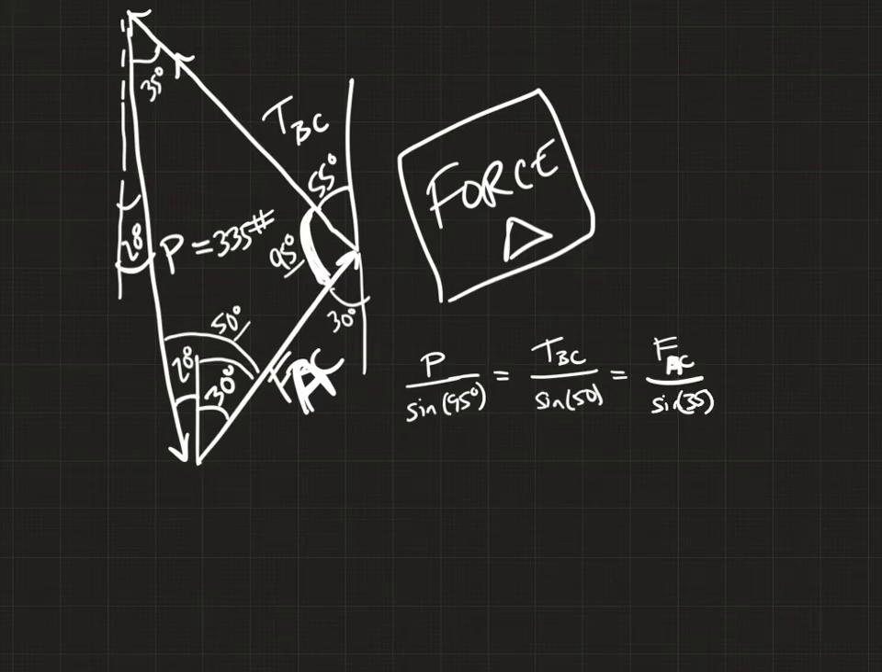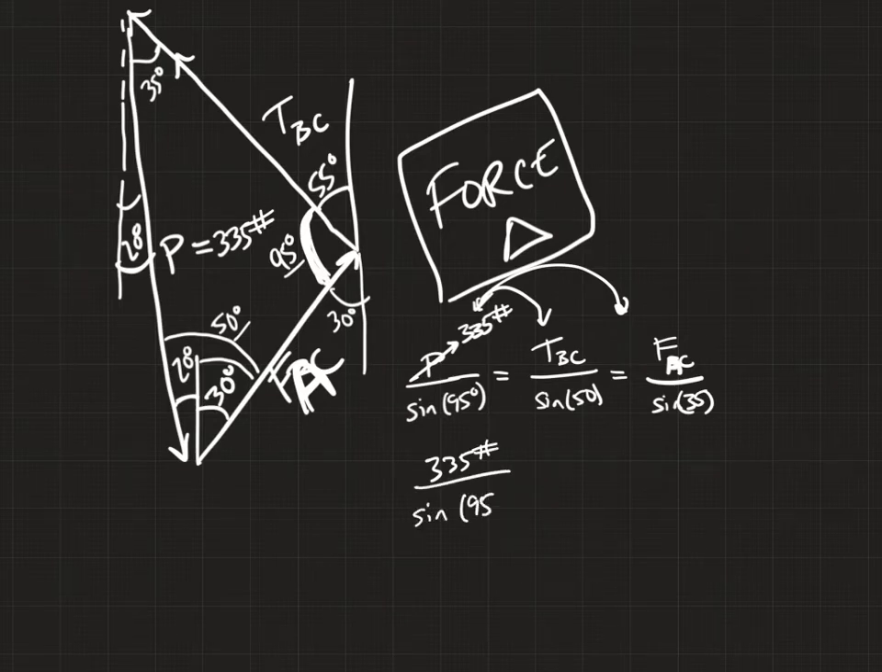So this will allow us to basically solve for whatever we want. If in place of P I write 335 pounds, then I can do this equation, and then I can do this equation, and that will solve this whole problem. So I'll do 335 pounds over sine 95 equals, I'll just pause it and have this pop up.